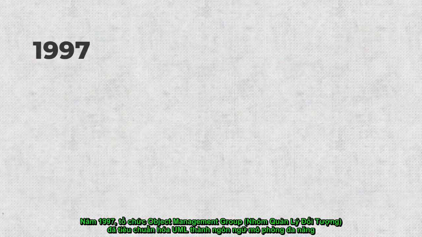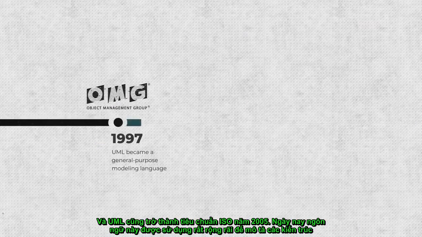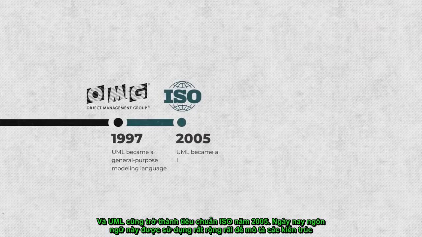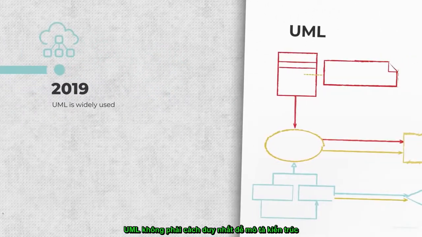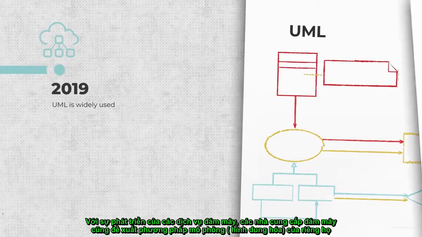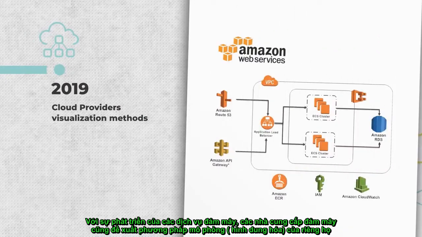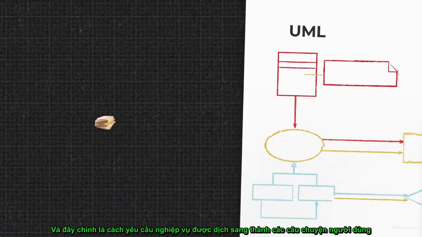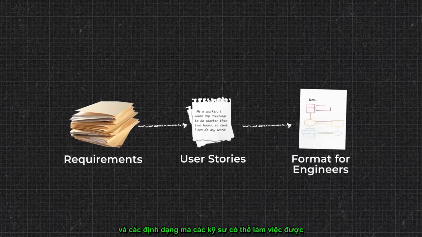In 1997, Object Management Group standardized UML as a general-purpose modeling language. It also became an ISO standard in 2005. Now the language is widely used to describe architectures. And UML isn't the only way to describe architectures. With the growth of cloud services, their providers also suggest their individual visualization methods. And that's how business needs are first translated into user stories and then into the format that engineers can work with.